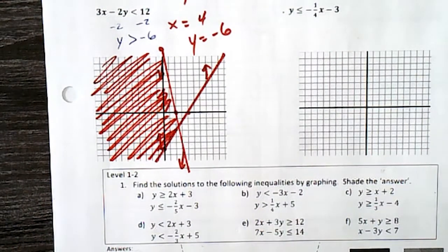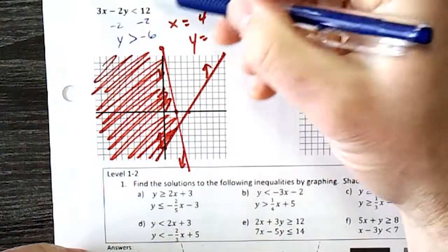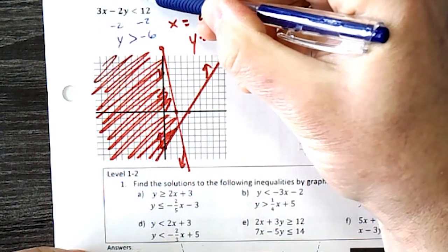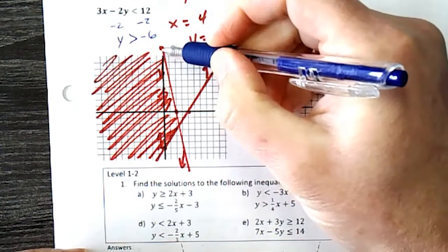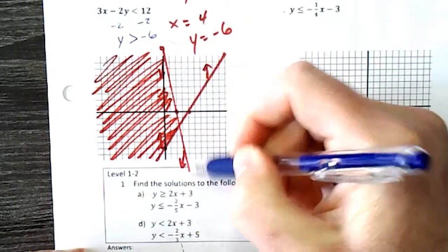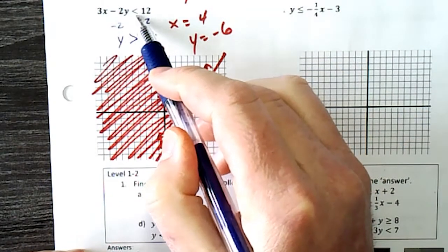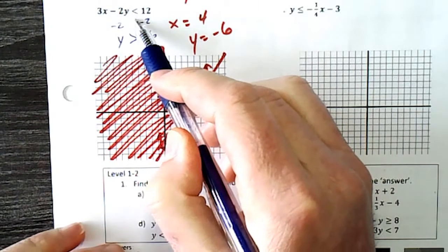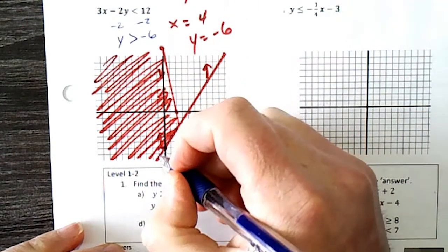Now, one of the things I want to emphasize is it's always good to use pencil, and the reason why is you want to check. This one has an equal sign, so this line should be solid. This one doesn't, so this one should have had a dashed line. So use pencil.